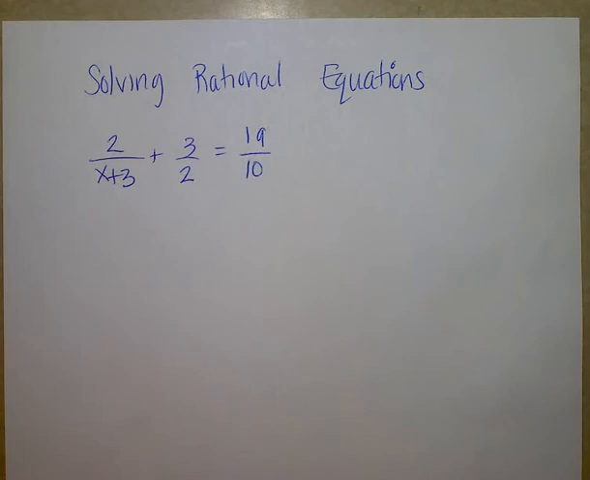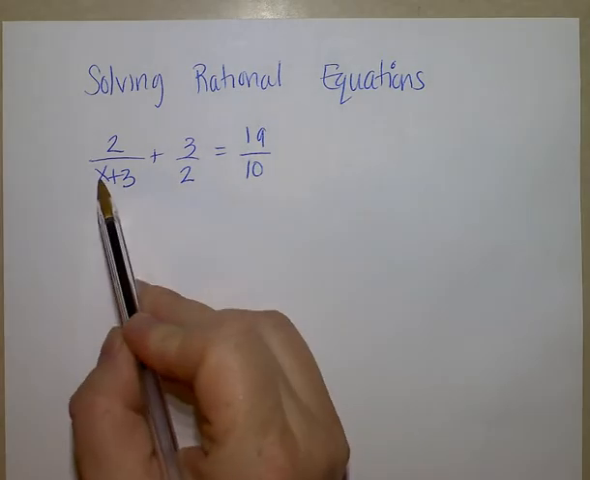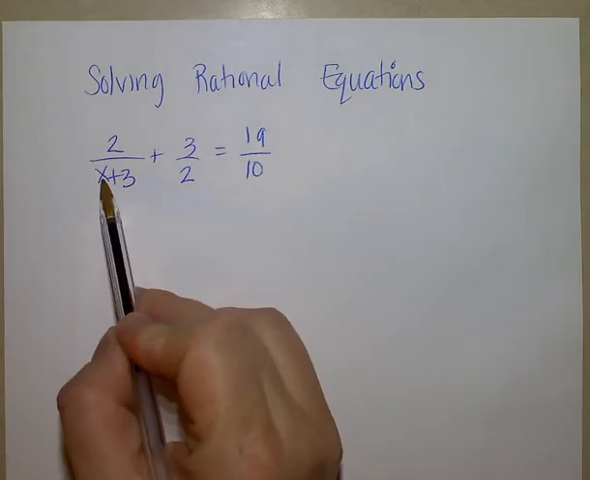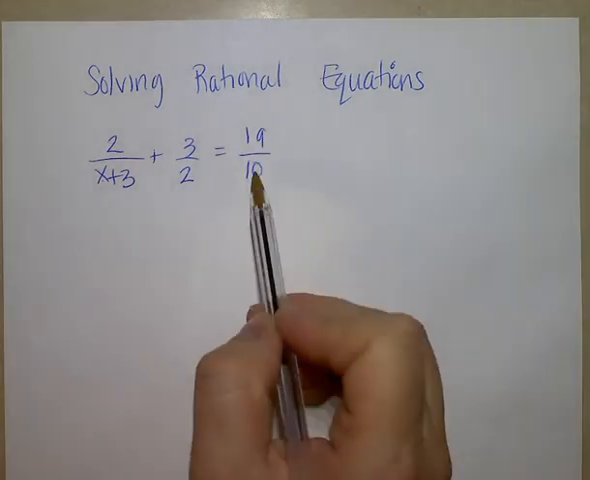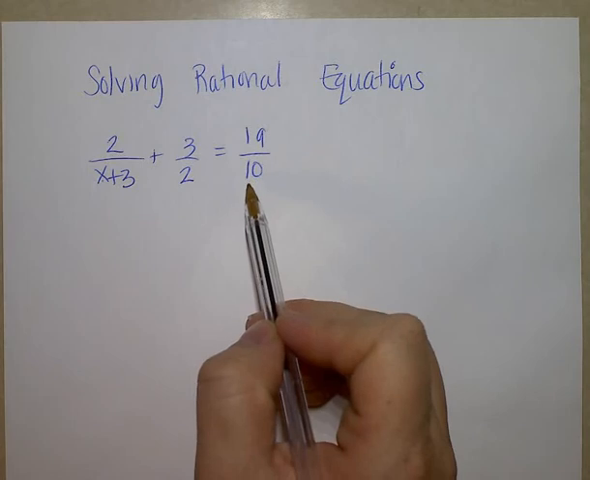So the goal of this problem is to find a value of x. So when you add that value to 3, take 2 divided by it and add 3 halves, you get 19 over 10. But that sounds much more complicated than what this really is.